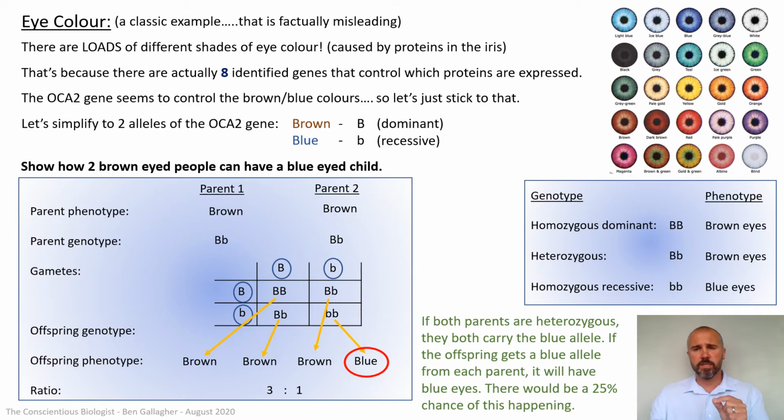So if both parents are heterozygous, that's the key thing. You've identified the parents must be heterozygotes. Then they both carry the blue allele. That's often worth a mark in the exam. If the offspring gets a blue allele from each parent, it will have blue eyes. And then you could say, because of the ratio, that there'd be a 25% chance of this happening. With the grid, with the information in the blue box over there, and this written paragraph, you're almost guaranteed full marks if the question was just show how two brown-eyed people can have a blue-eyed child.